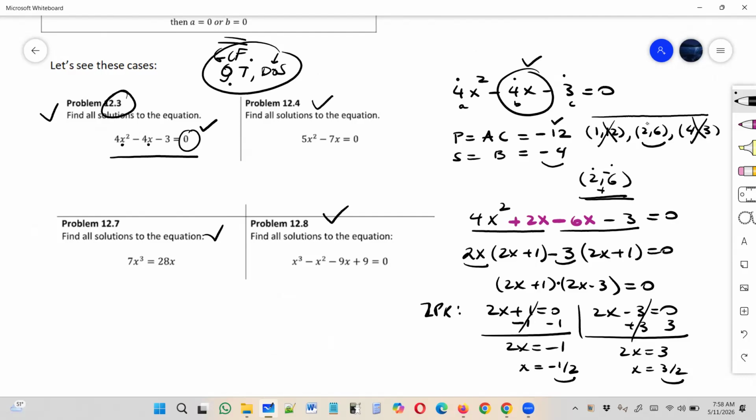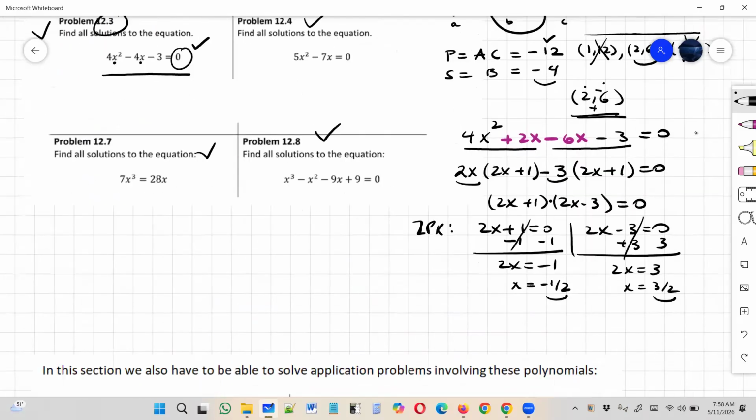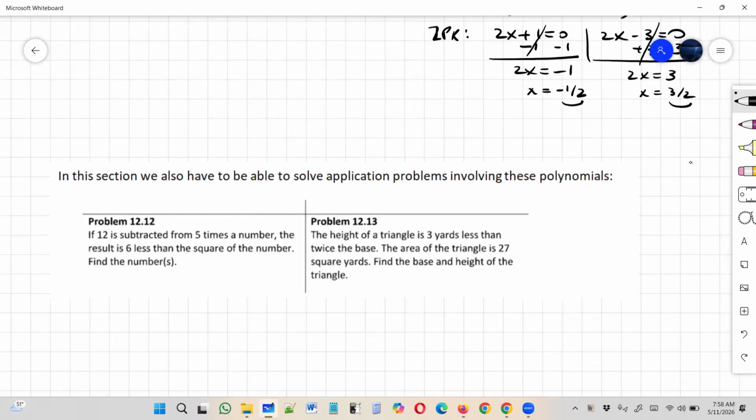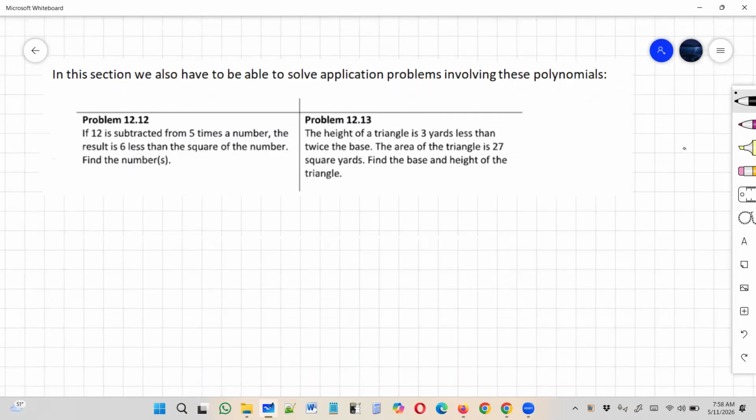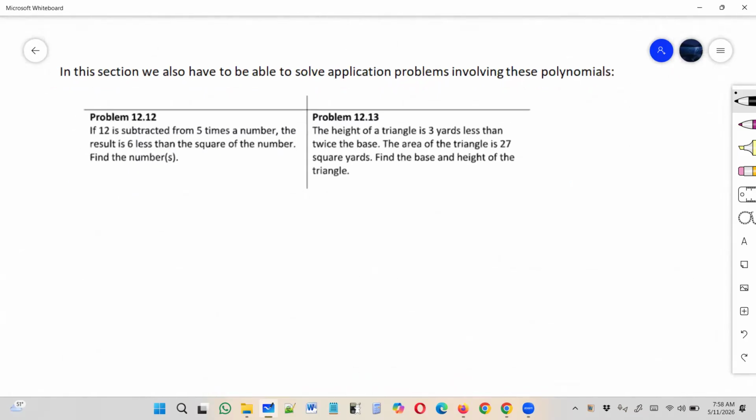Now, in this section, in addition to knowing how to do this, you may get an application type problem. Okay, so I've collected 2 from the workbook because I think those are very good, and we can solve them. Now, just keep in mind that if you have something like this on the exam, you actually have to solve the problem algebraically.